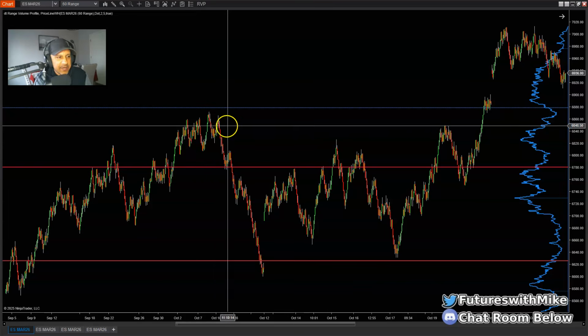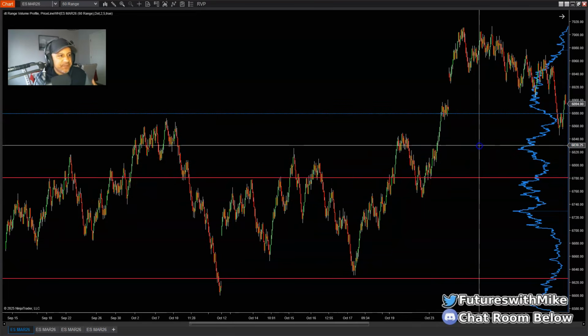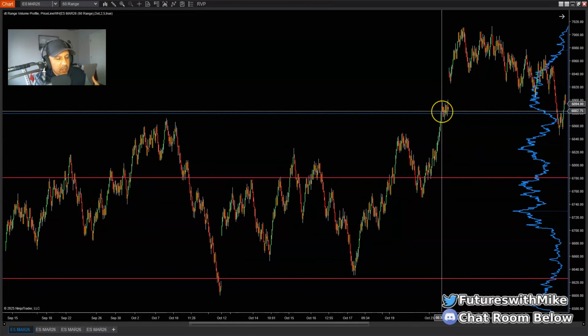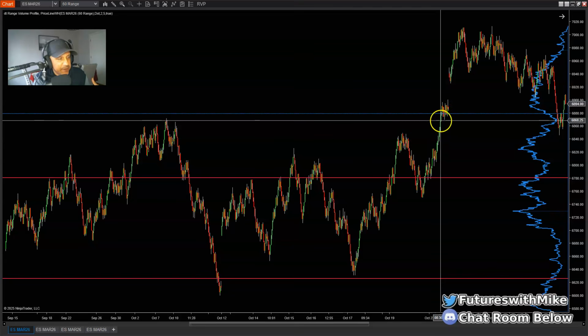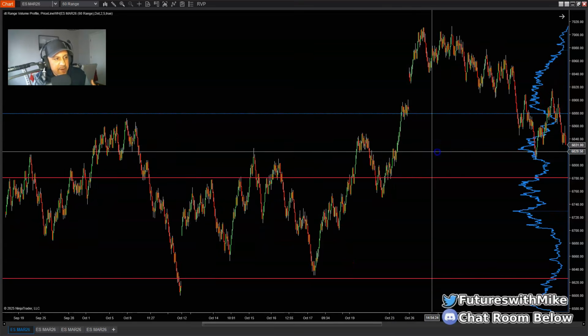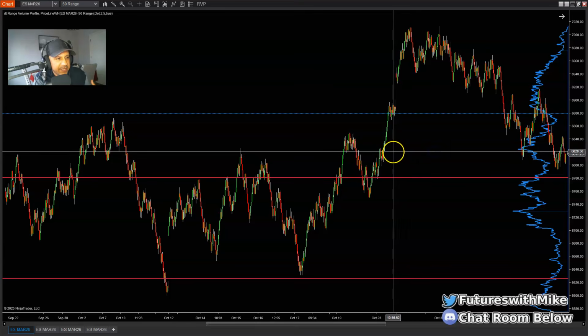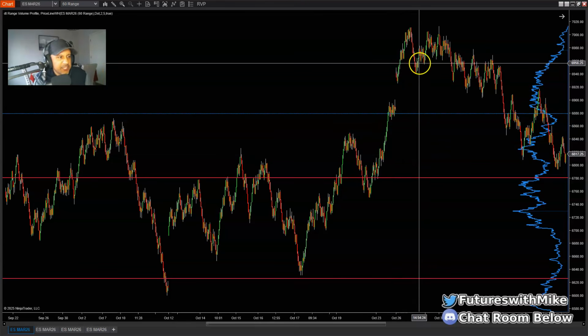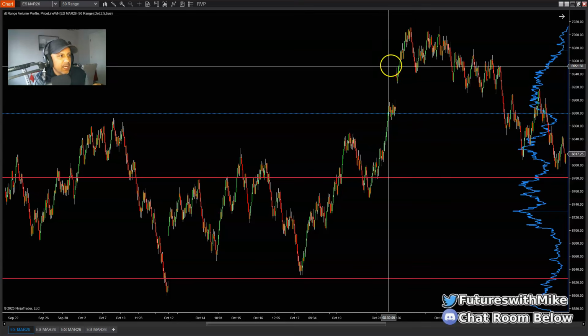Once it takes out a major area of structure, then we can look for what? A key pullback. So if it broke this area with aggressive buying to the upside, as you see right here, and it pulled back to a key area, a beautiful area of demand, and actually it did right here, but you got to be cautious because at this point, let's see.